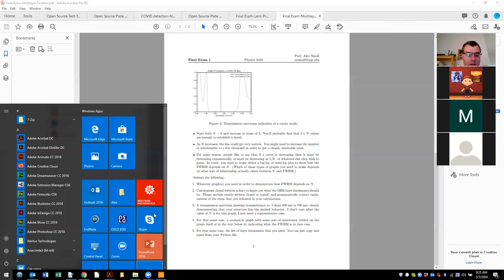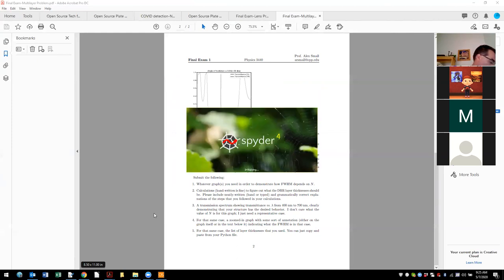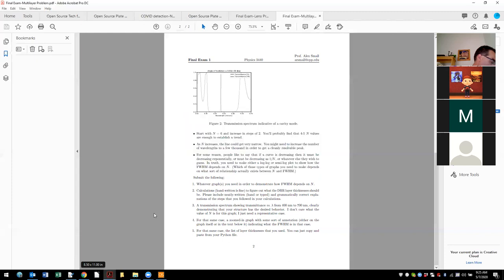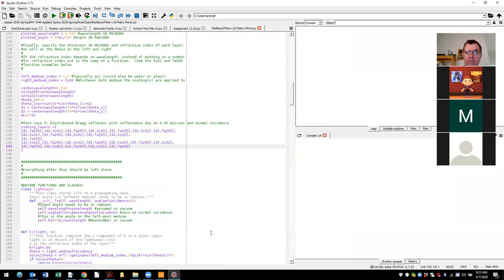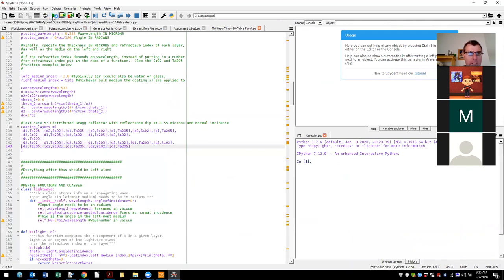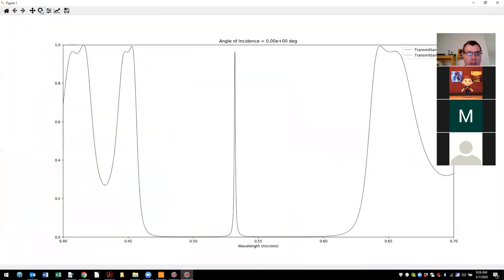So here, I'll just go into Spider and do that. So we're supposed to start with 6 and then go up to 8 layers, 10, 12, so on, and then try to look at what kind of trend that makes in the plot. Exactly. Why is it not running? Oh, there it goes. All right, so you get a plot like this, and then you would tell me how you figured out the full width at half max.